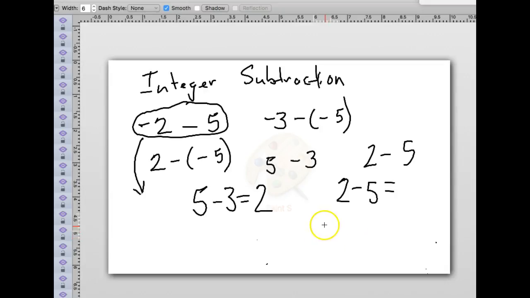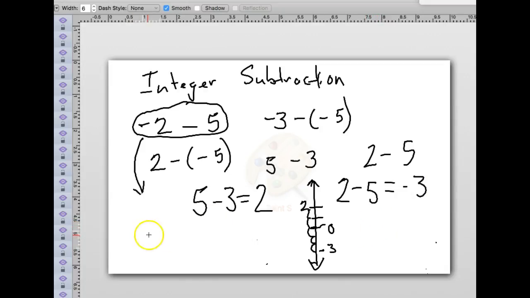Well, let's think of the elevator example. You start at the ground floor. You go up 2 flights. Now you go down 5: 1, 2, 3, 4, 5. You end up at -3: -1, -2, -3.